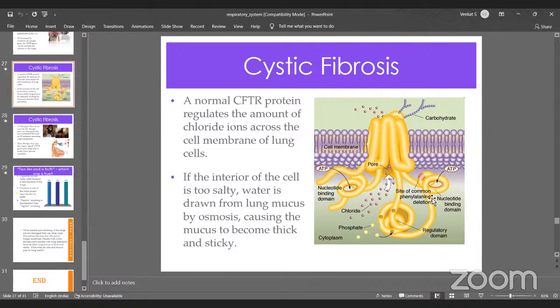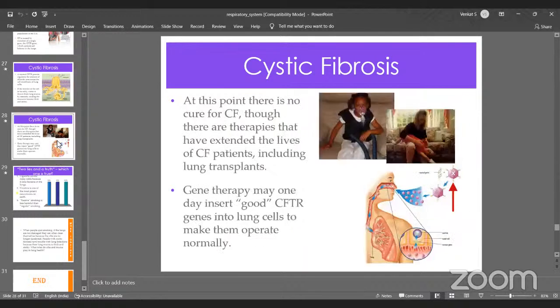The site of common mutation is in the nucleotide binding domains. So that's on cystic fibrosis mainly. At this point, there is no cure for cystic fibrosis, though there are therapies that extend the lives of cystic fibrosis patients, including lung transplantation. Because it is very dangerous in cystic fibrosis, removing the lungs is not a cure for the disease.